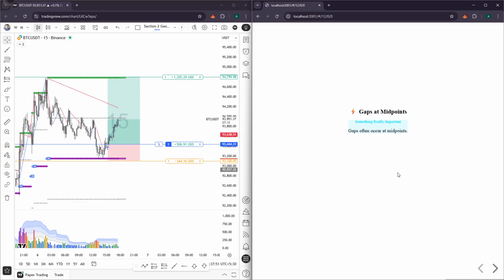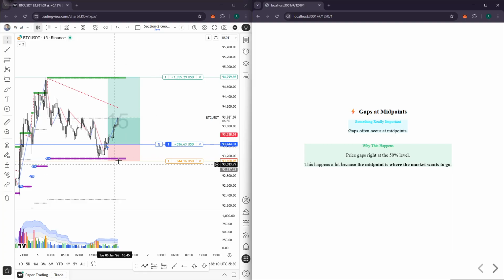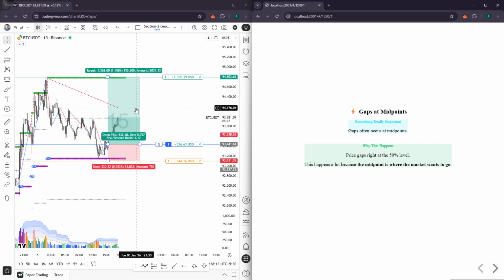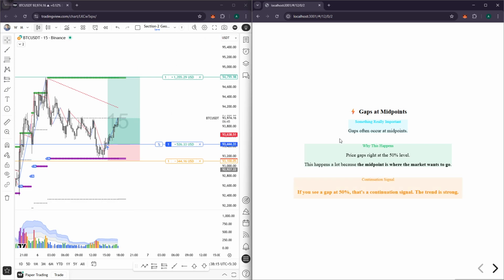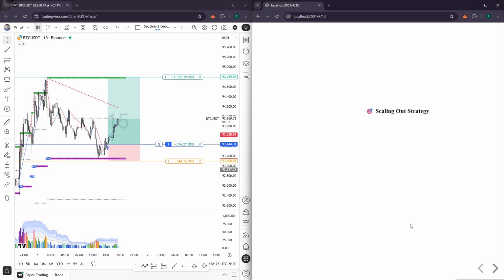This we can ignore for now, gaps, but you can understand that gaps at midpoint, something really important is happening there. Meaning when price gaps right at the 50% level, this happens a lot because the midpoint is where the market wants to go. If I use it in some stocks, we might see some gaps there in higher time frame. But in crypto market, you don't see that gap. So if you see a gap at the 50% level, that's a continuation signal. The trend is strong.